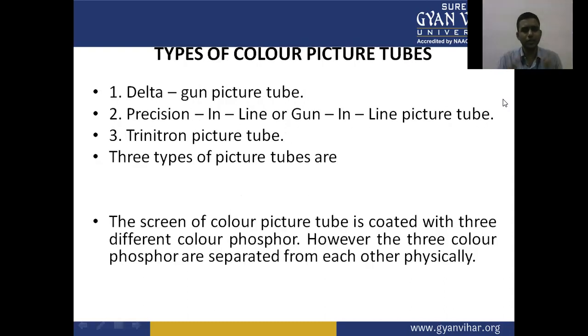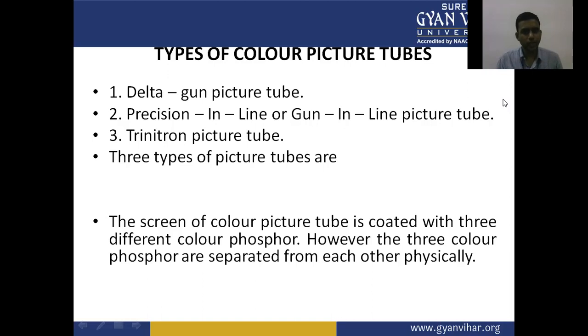Types of the color picture tubes. First, we have delta gun picture tubes. Second is the precision in-line or gun in-line picture tubes. Third is trinitron picture tubes. Three types of picture tubes are available in the market for TV systems.